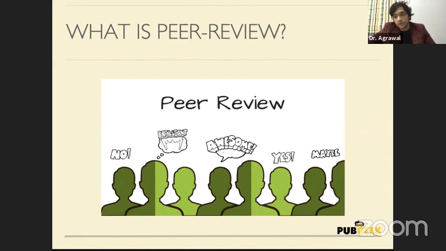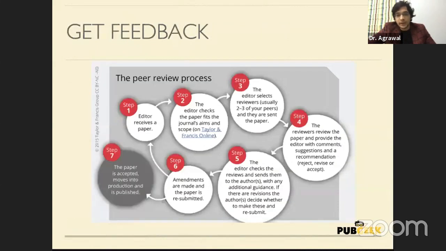Journals won't outright reject them. Okay. So like we spoke in detail, the editor receives the paper and checks to see if it fits the journal's aims and scope. Then the editor himself selects 2-3 reviewers and sends them the paper. The reviewers review the paper and provide any comments, suggestions or recommendations.